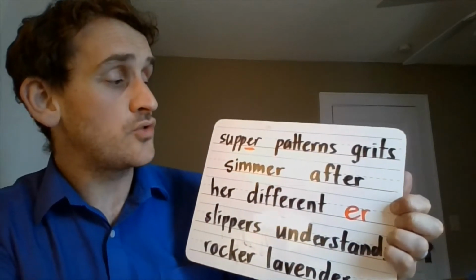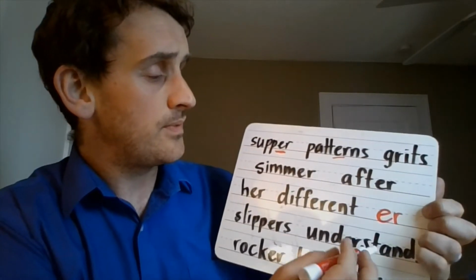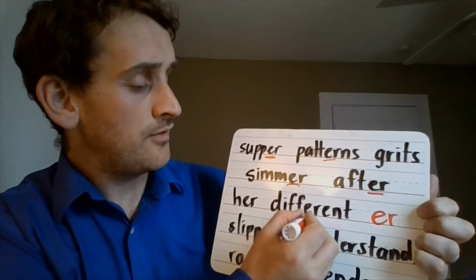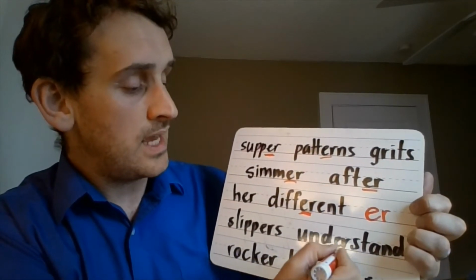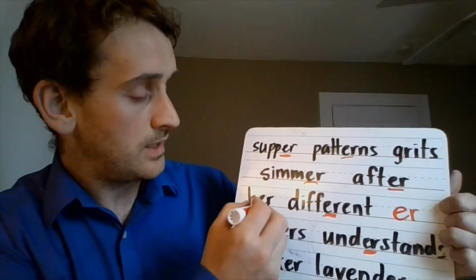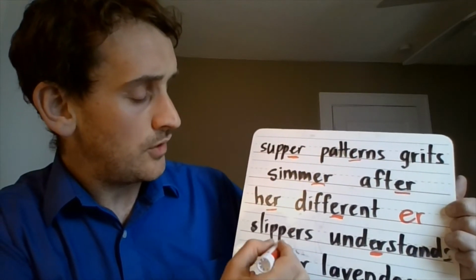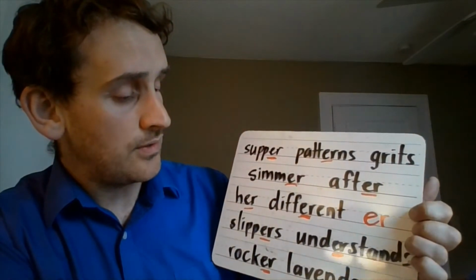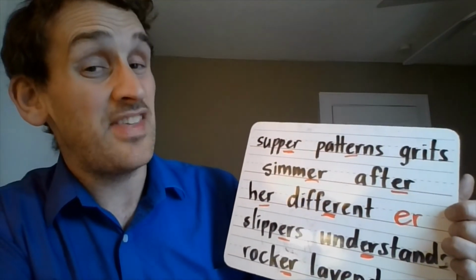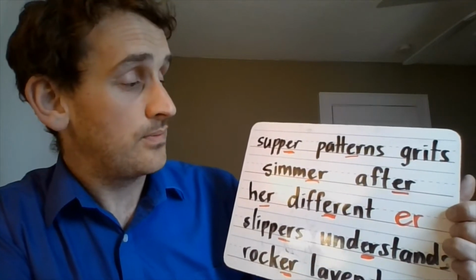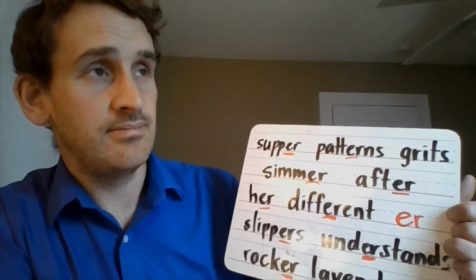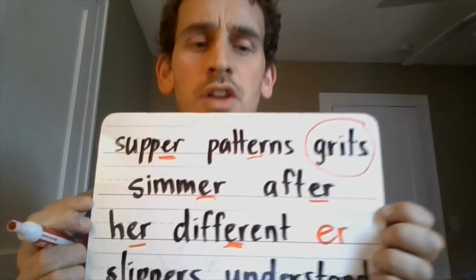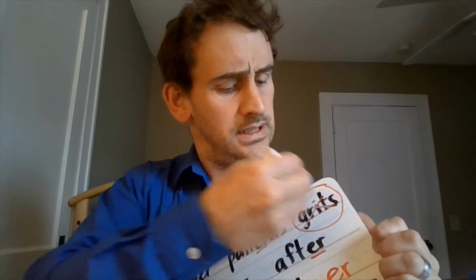It's an R-controlled vowel. So we have patterns, after, simmer, different is hidden in the middle, understands is hidden in the middle. Oopsie, sorry, understands. Her, not very hidden. Slippers, rocker, and lavender. All of them tend to come at the end of a word. Usually these are not words that start with er. And of course, grits is the one that does not fit. Get out of here, grits.